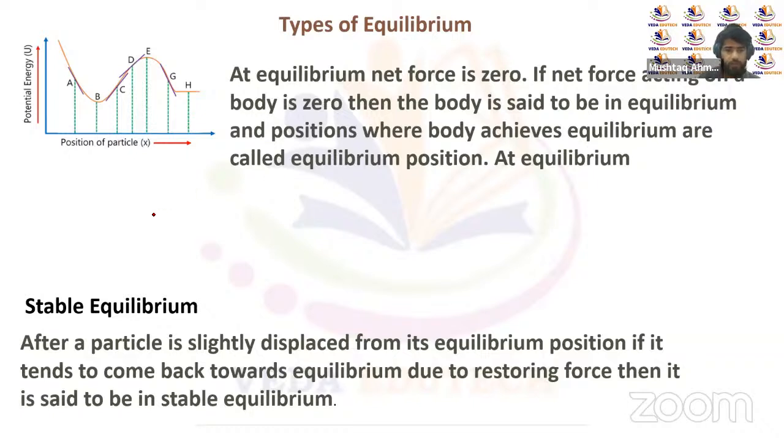We can write here, at equilibrium position, the net force on the body is equal to zero. So F net is equal to zero at the equilibrium position. And the position where the net force is equal to zero, let's suppose at x is equal to x naught, force is equal to zero. So this will be called the position of equilibrium. This is the position of equilibrium.